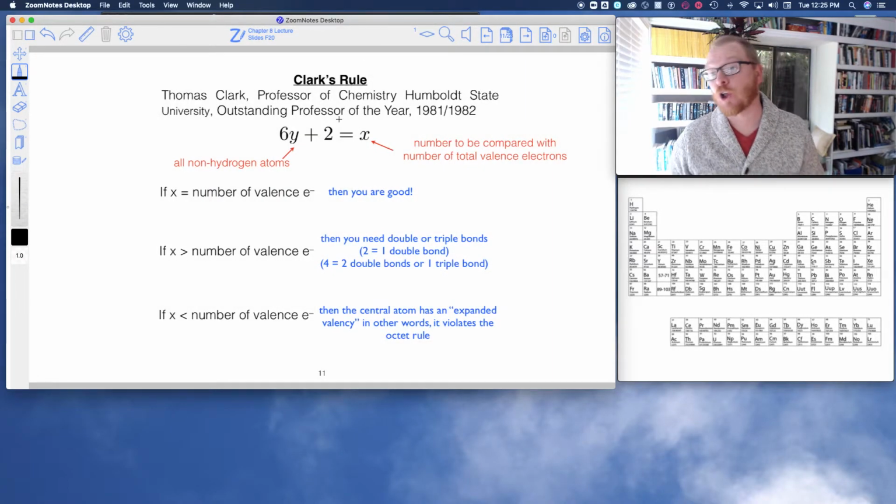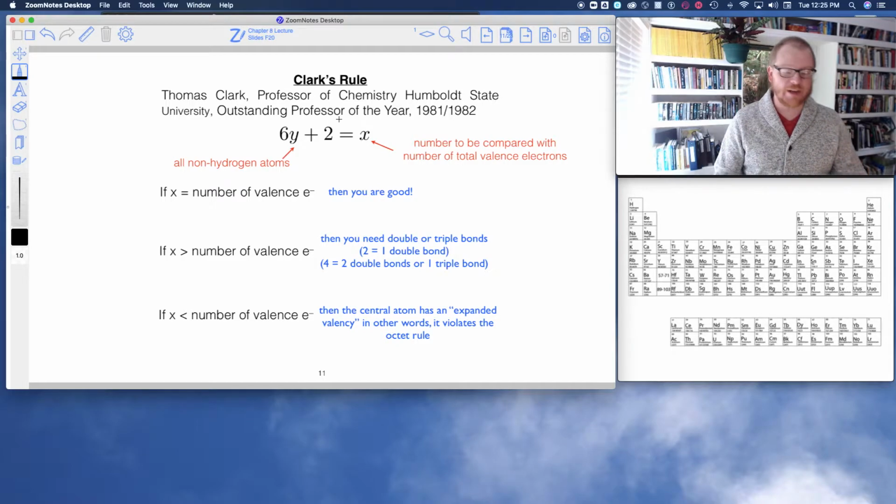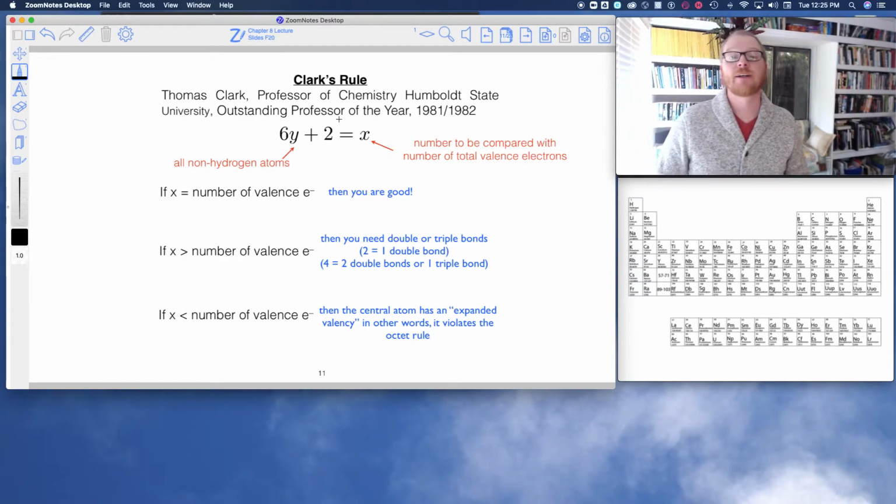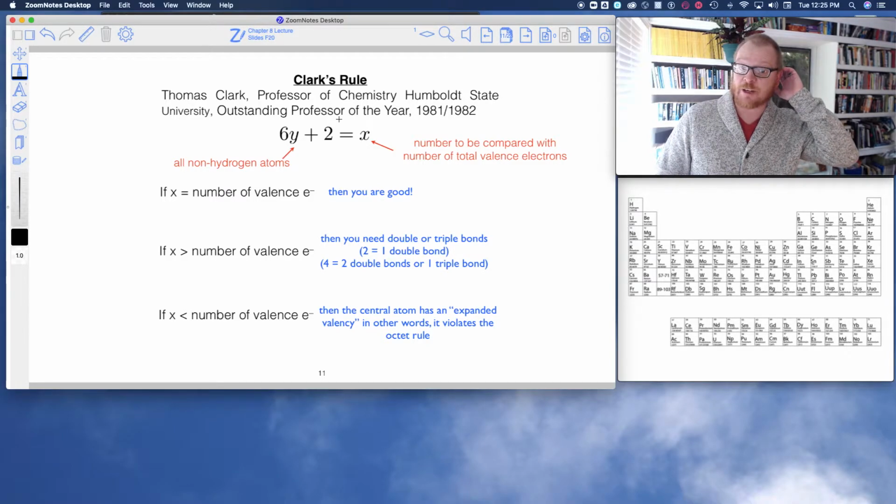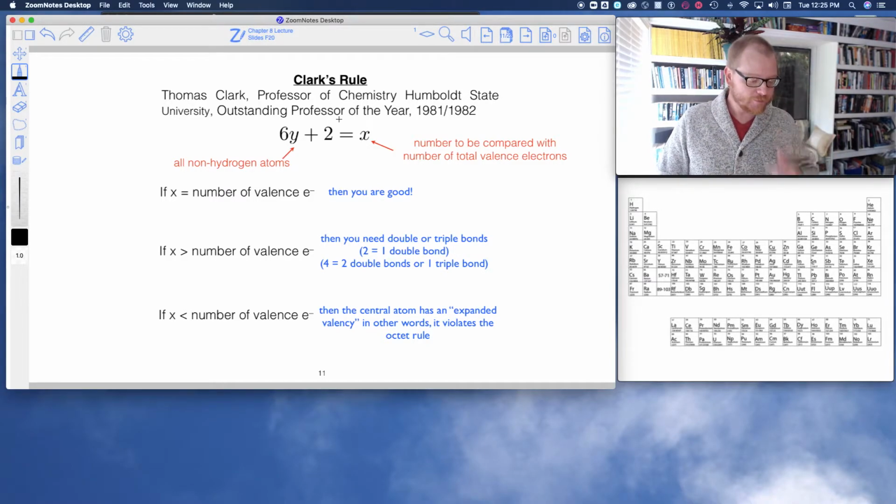So now let's get into Clark's rule. Clark's rule is going to give us the rule for when we have multiple bonds. So that means double bonds or even triple bonds. So Tom Clark, this is a cool story. Tom Clark was a professor of chemistry at HSU. He won the Outstanding Professor of the Year in 1981 and 1982, so a long time ago.